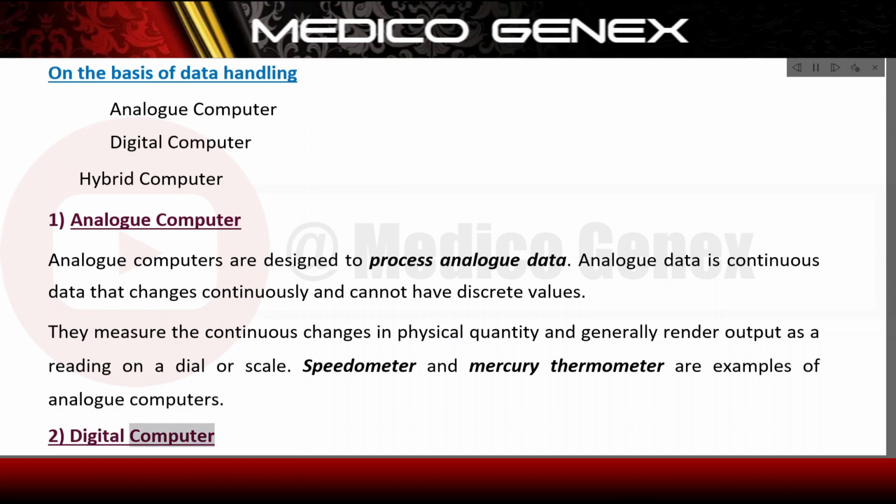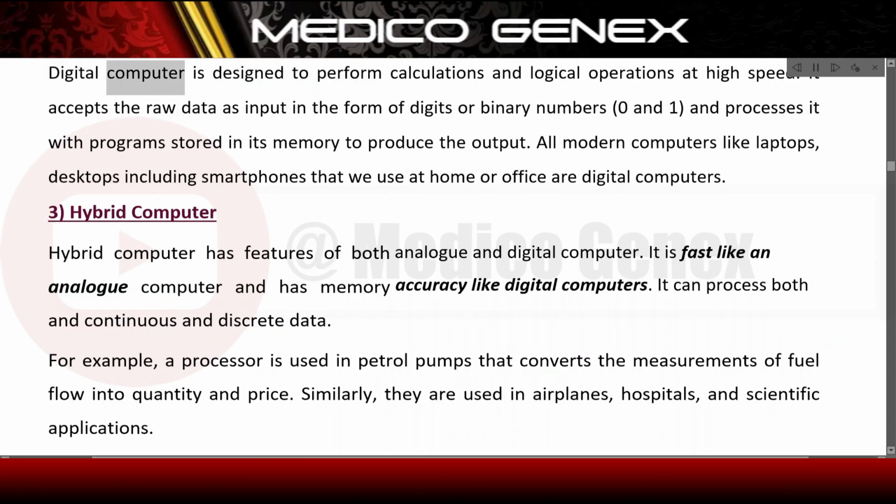2. Digital computer. Digital computer is designed to perform calculations and logical operations at high speed. It accepts the raw data as input in the form of digits or binary numbers, 0 and 1, and processes it with programs stored in its memory to produce the output. All modern computers like laptops, desktops including smartphones that we use at home or office are digital computers.